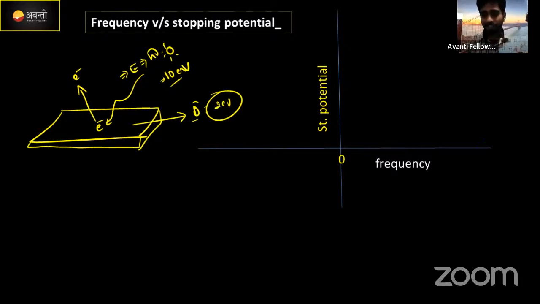Coming to the graph here, the graph will not start from the origin, depending upon the work function. It already needs some energy, meaning it needs some frequency, so it will start from a little bit of power. From this point it will start.